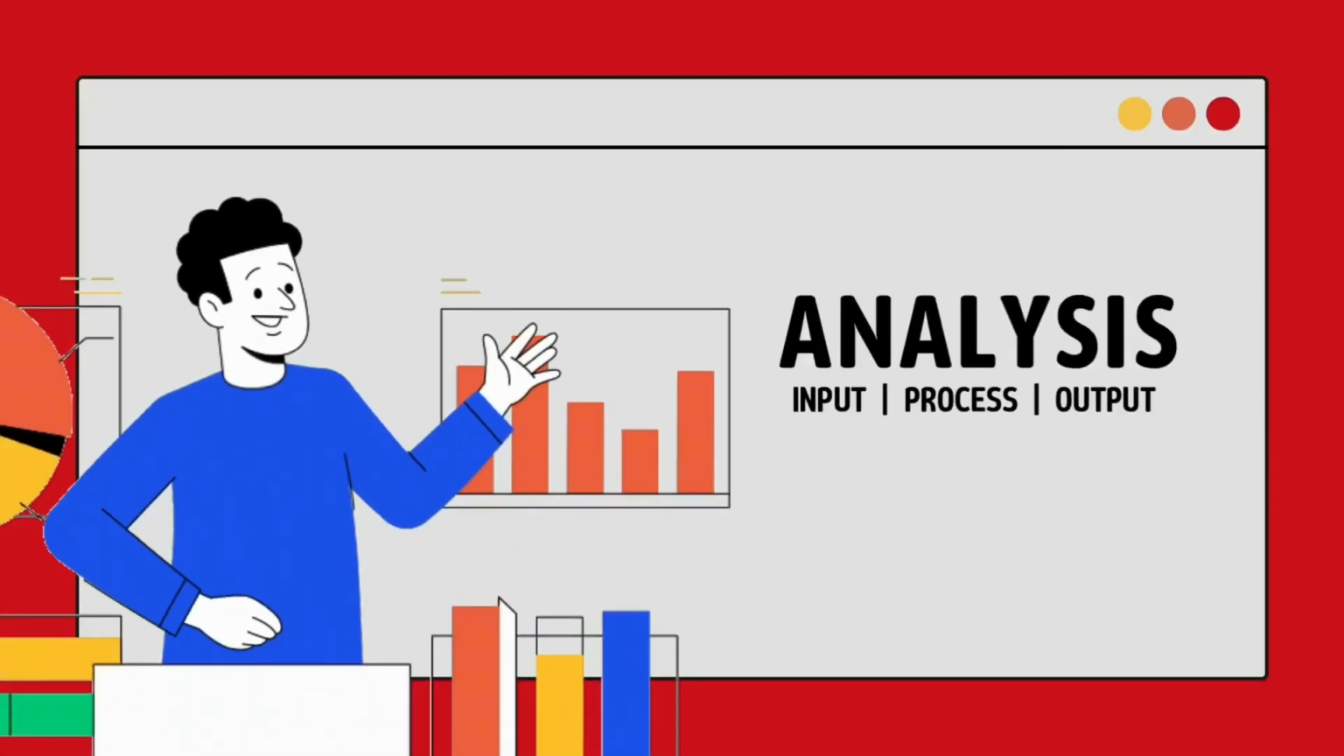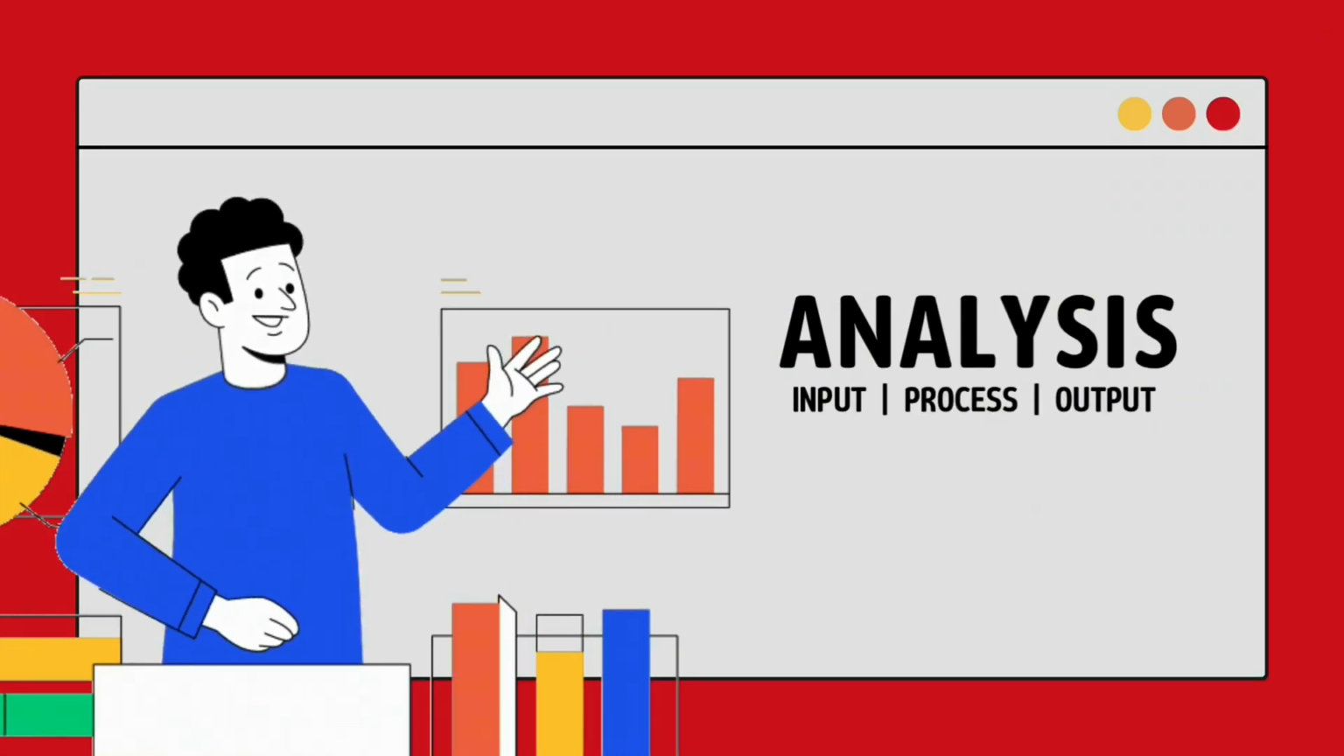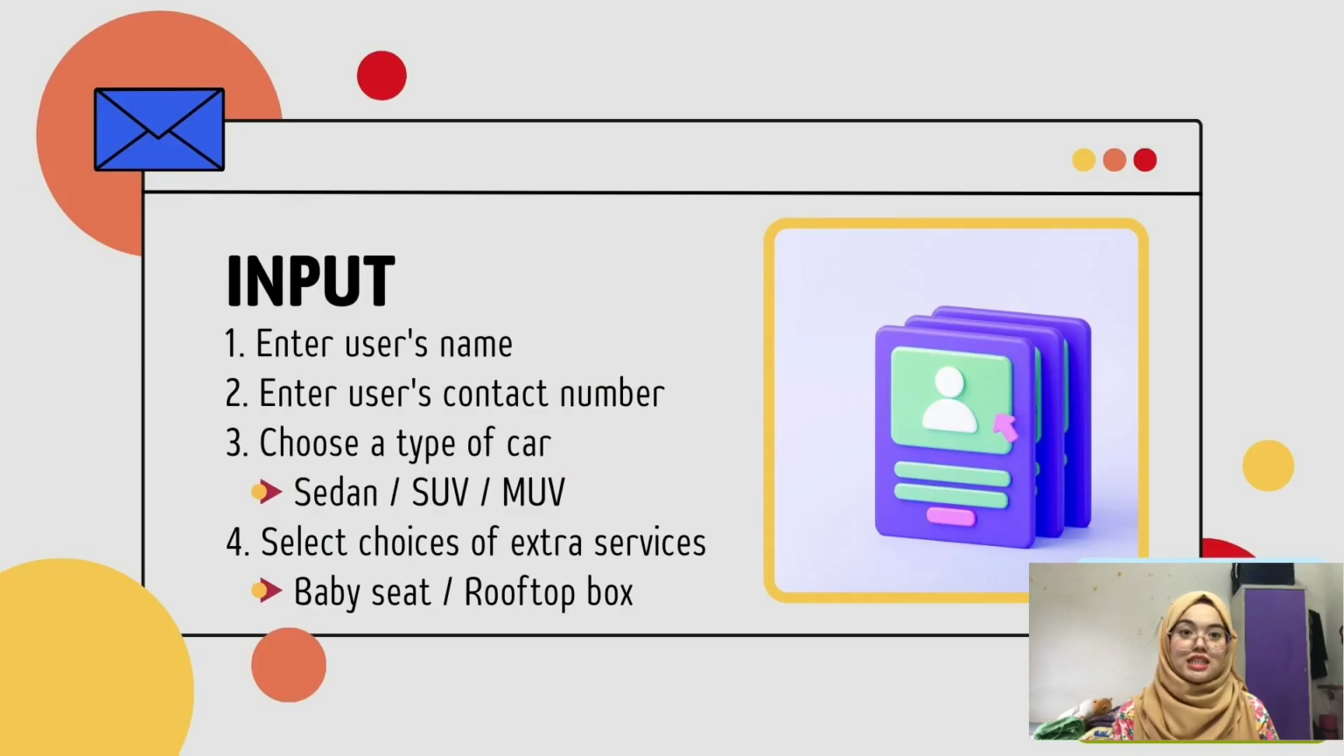In this part, I will be explaining about the analysis of our program, which includes the input, process and output. First one is input. The user will be asked to enter their name and phone number. The user is also required to choose their car by entering the code of sedan, SUV or MUV. Then they must enter the code H, D or W to determine the duration of rental, either hours, days or weekly. And the final one, they can choose whether they want to include the extra service by entering the letters Y or N, which stand for yes or no.